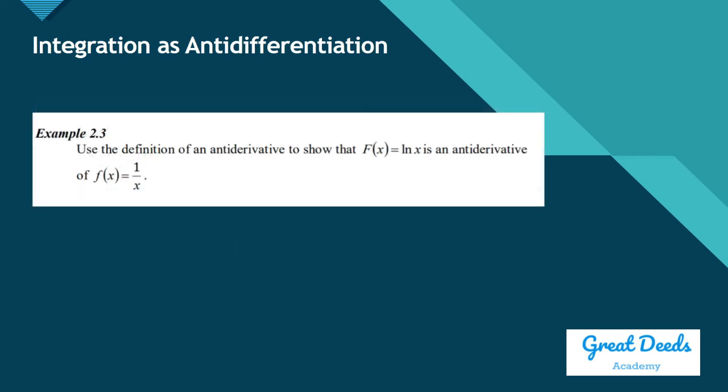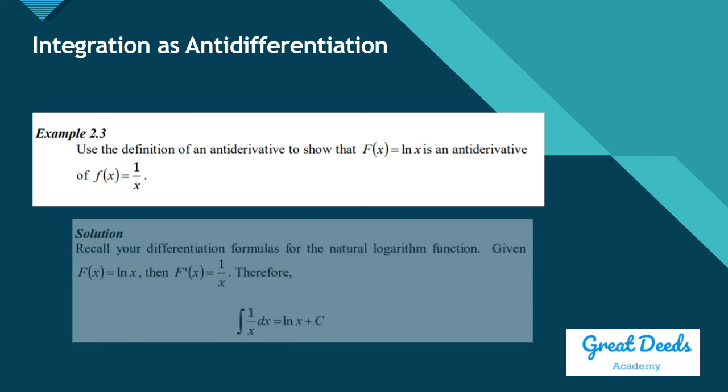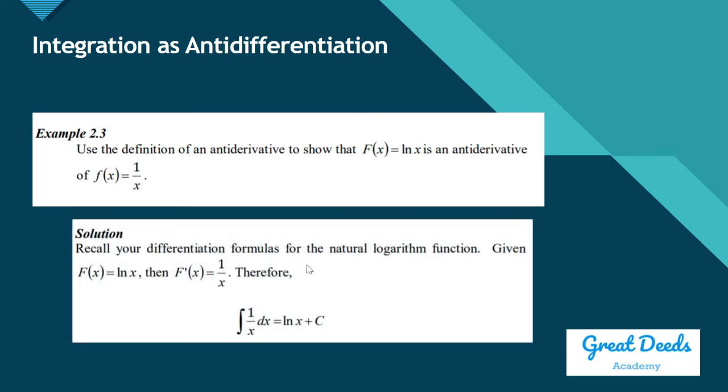Use the definition of an antiderivative to show that ln of x is the antiderivative of 1 over x. Well, what do we know? The derivative of ln of x is 1 over x. And so if you now get the integral of 1 over x dx, it should bring you back to ln of x plus c. We always add c.